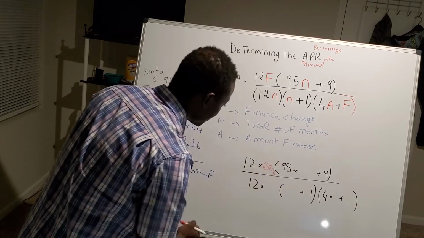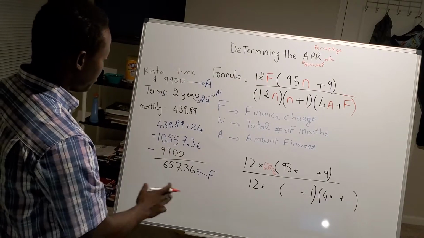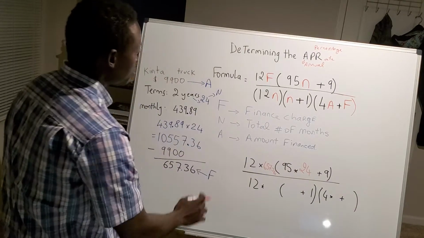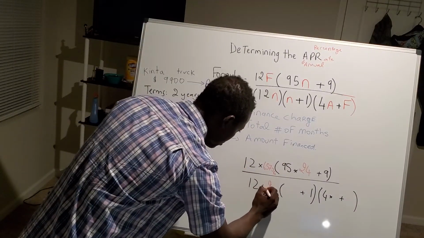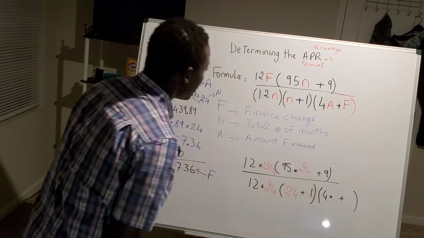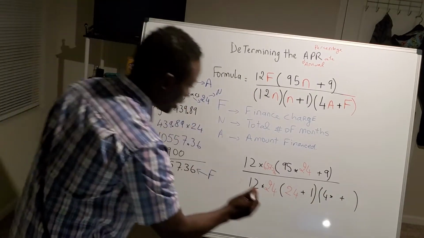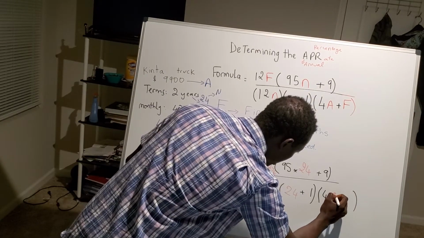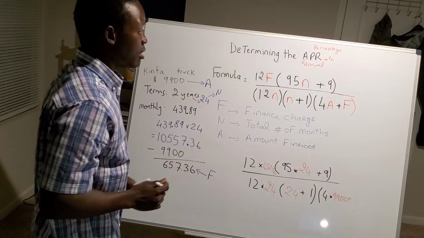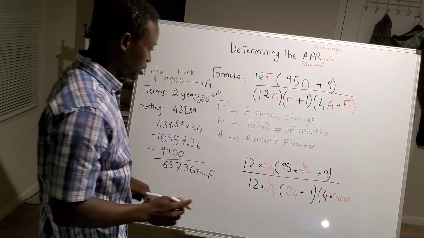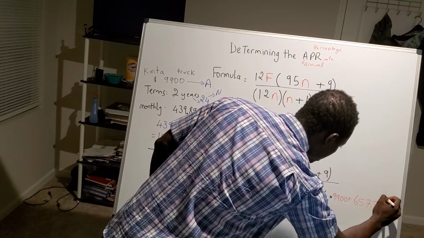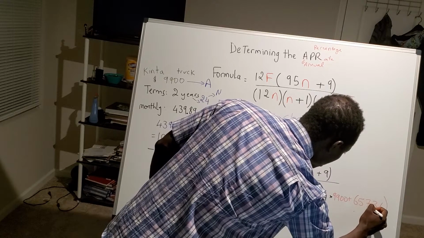657.36. Oh, you get it. All right, 95 times n is 24, so I'm gonna put 24 here. And then 12 times n, and n is 24, so I'm gonna put 24 here. And this is 24, and this is 4 times a. A is amount financed, 9,900. So I'm gonna put 9,900 here, plus, and then how much is f? F is finance charge, 657.36, right? So here we are.